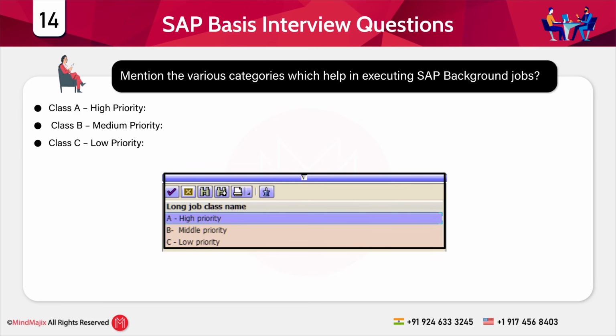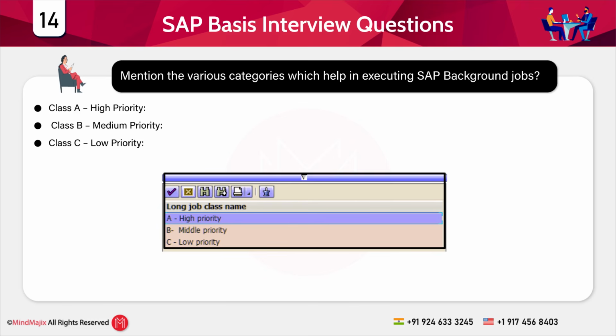If you talk about class B or medium priority, so after a class A, this priority gets the job completed and these types of jobs get executed as well. And last but not the least is the class C or the low priority.